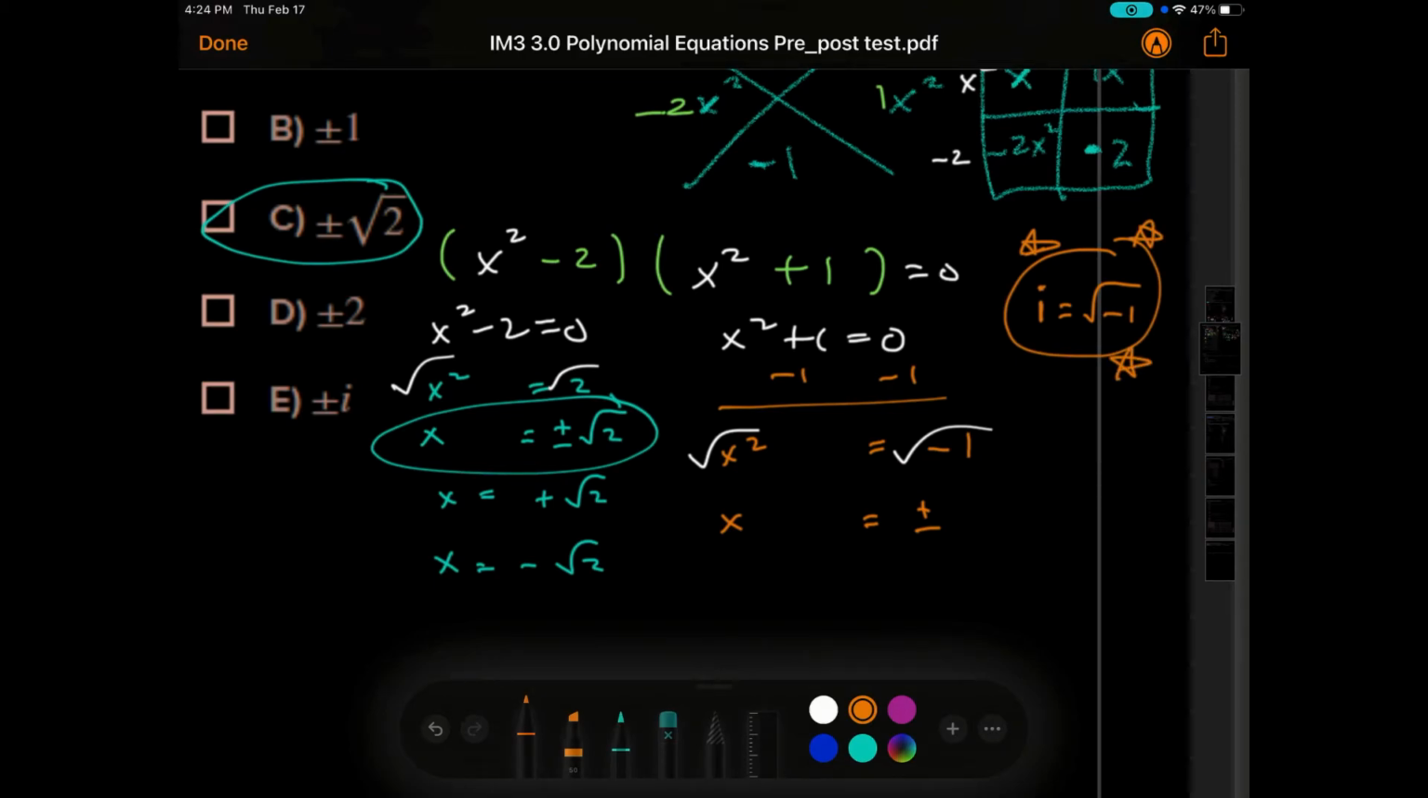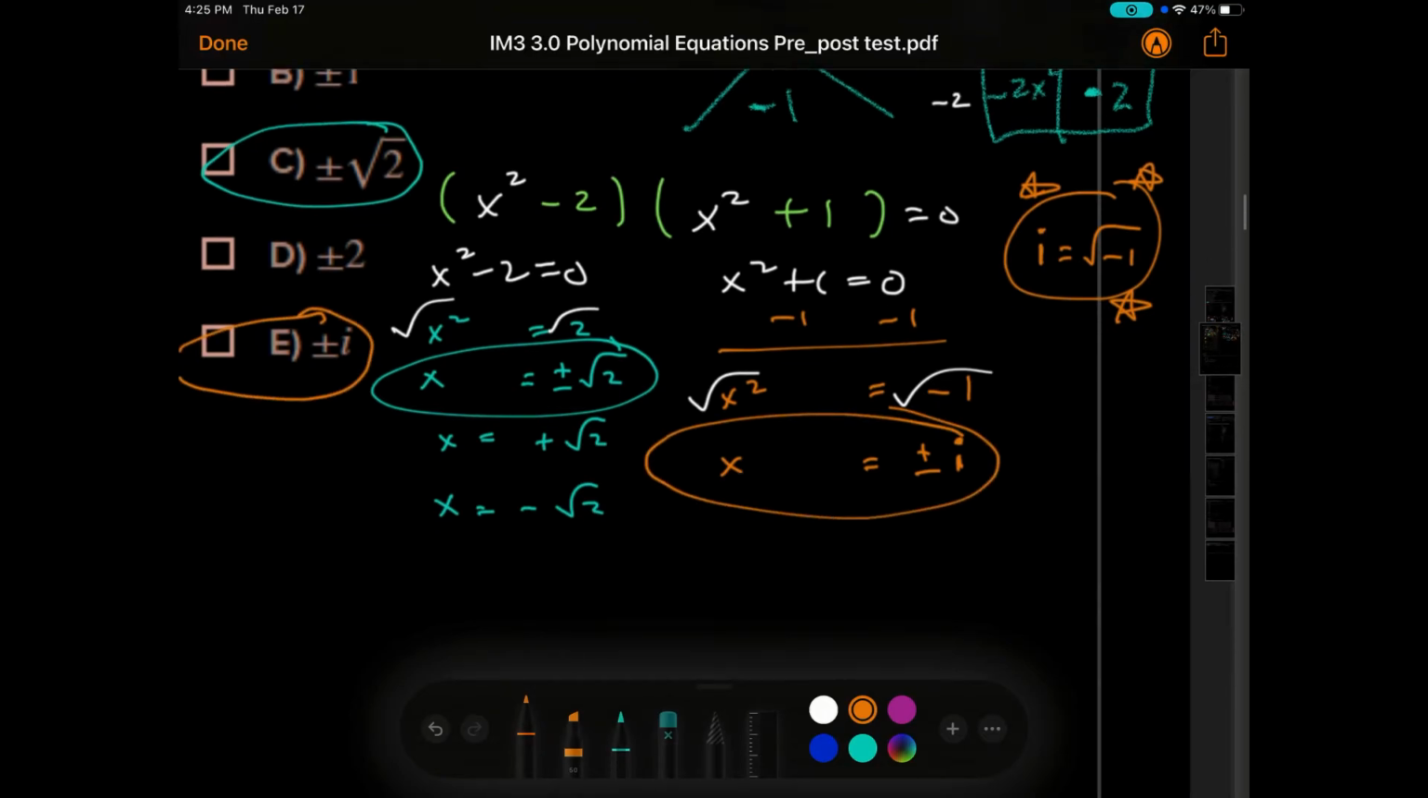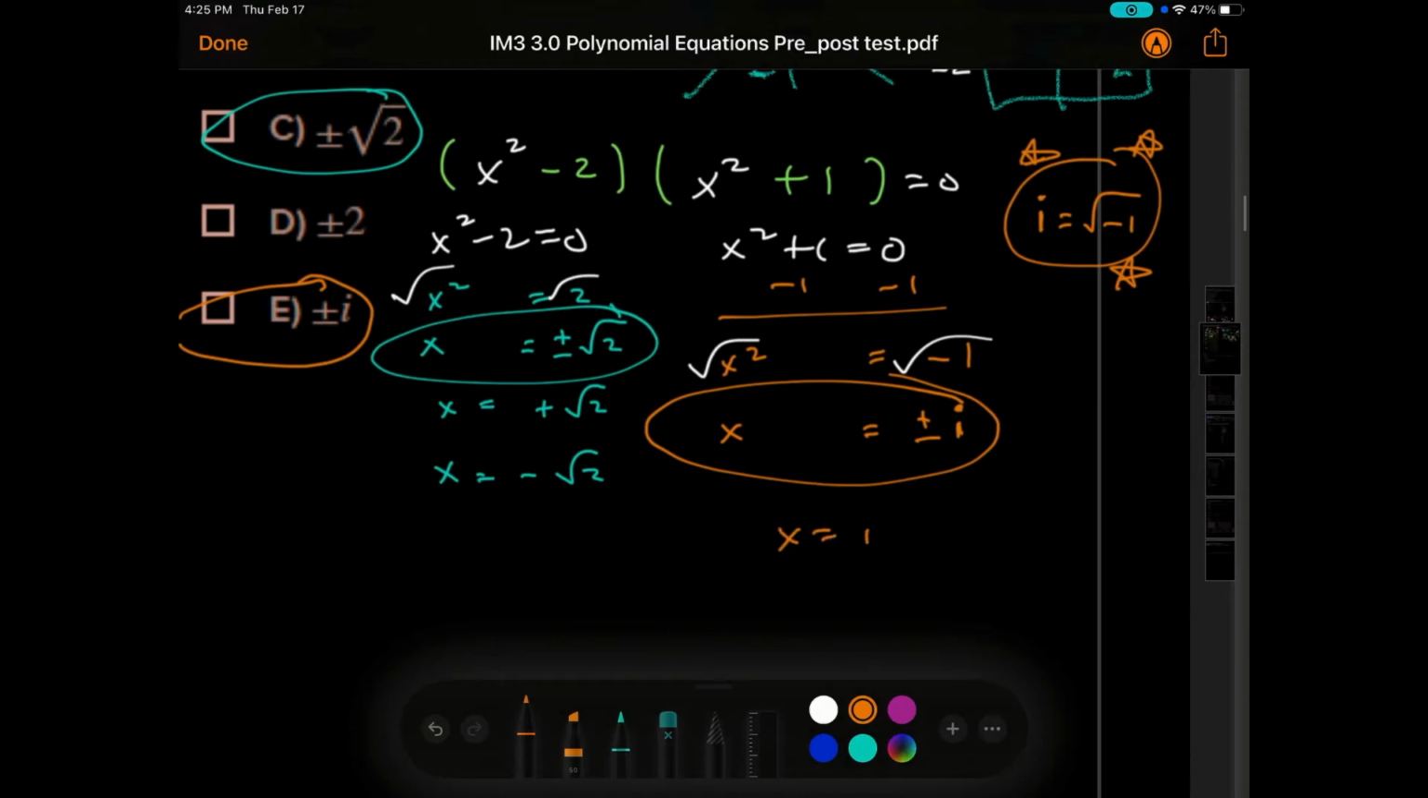This i represents an imaginary number. It's not in the real number system. It's in a different number system, the complex numbers. And so instead of writing the square root of negative 1, I'm going to do a substitution. We're going to call this i. And that's my answer. That would be choice E. x equals i and x equals negative i would be your two solutions.